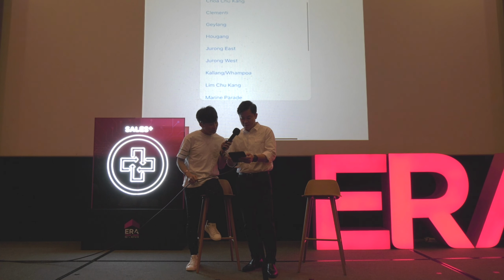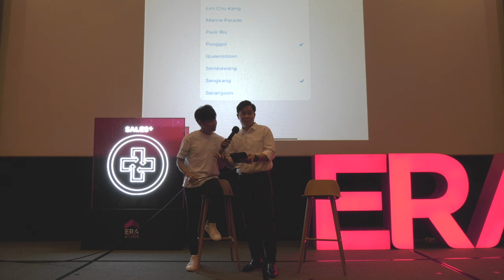So I tap into estate. So I look for Punggol, and I also look for Sengkang. Actually, I can choose up to 5. Okay, and then I generate. So I'll be able to show my clients what is the trend of 4-room flats in Punggol and Sengkang over the last 2 years.